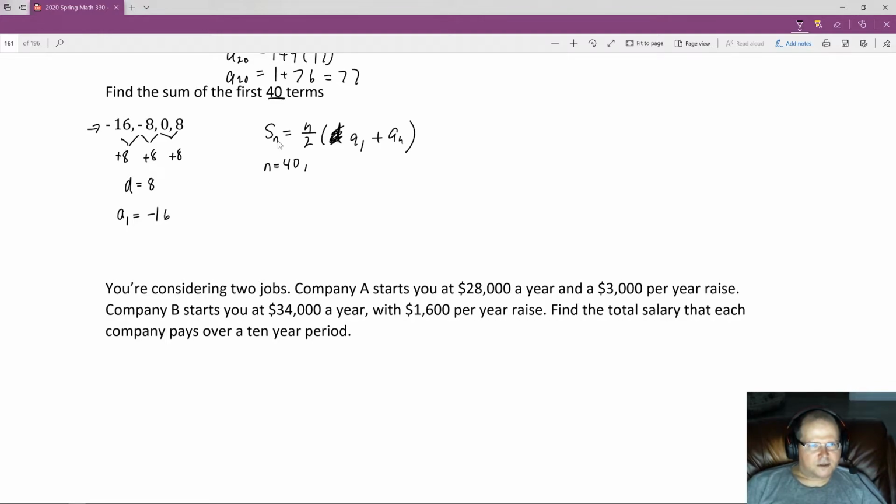We also need the first term. We already have that over here. But what we don't have is the nth term. We need the 40th term. So what we need is an. And the way we find an is the first term plus the difference multiplied by n minus 1. And more specifically to our situation, we want the 40th term, so we plug everything in. Negative 16 plus d, the difference of 8, multiplied by n, which is 40, minus 1.